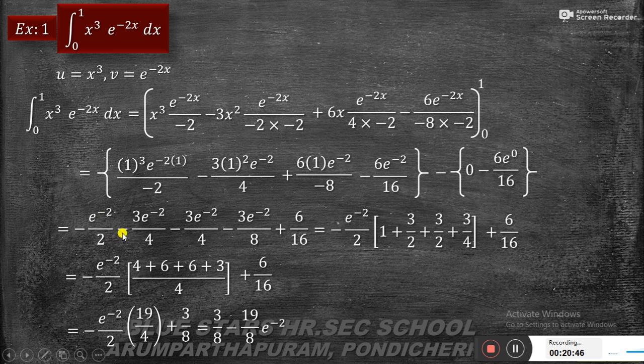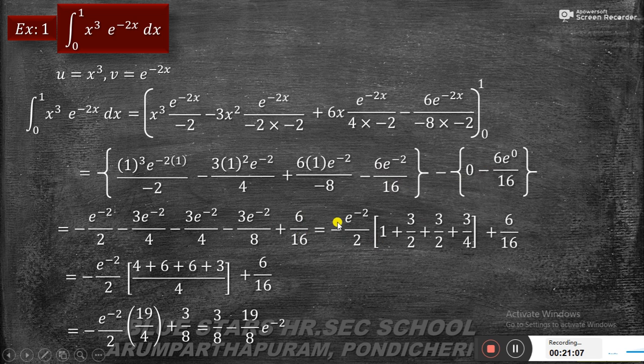therefore minus e power minus 2 by 2 minus 3 into e power minus 2 by 4 plus 6 into e power, here we cancel this, 6 and 8 we cancel by 2, so 3 by 4, minus 3 by 4 e power minus 2, again we cancel by 2, so minus 3 by 8 e power minus 2, minus into minus plus 6 by 16.